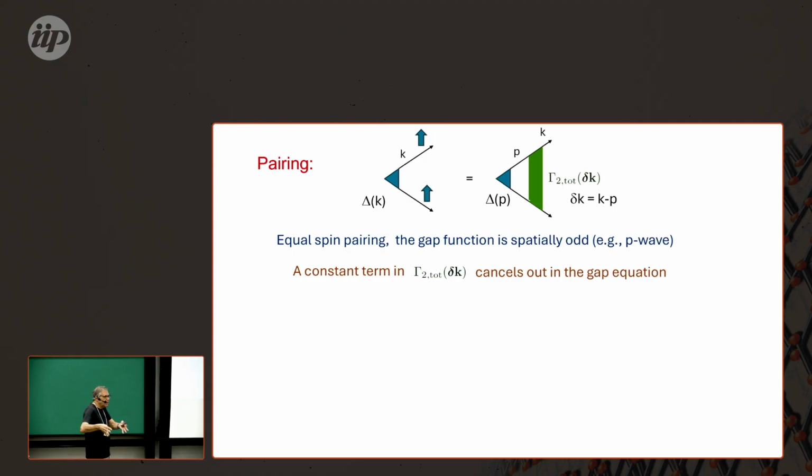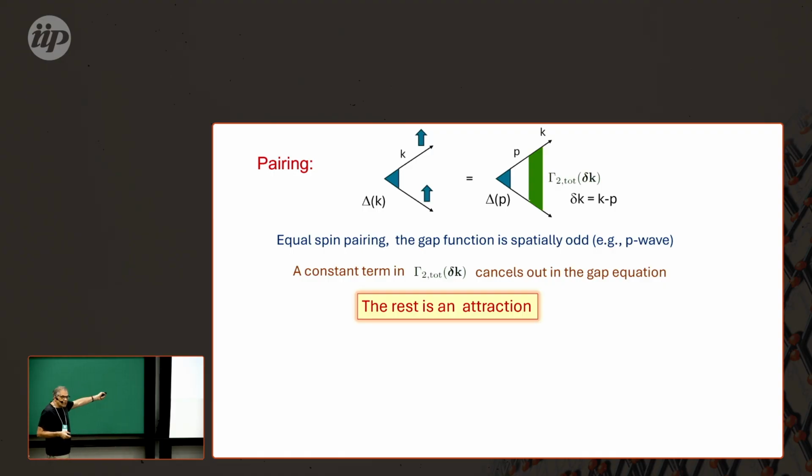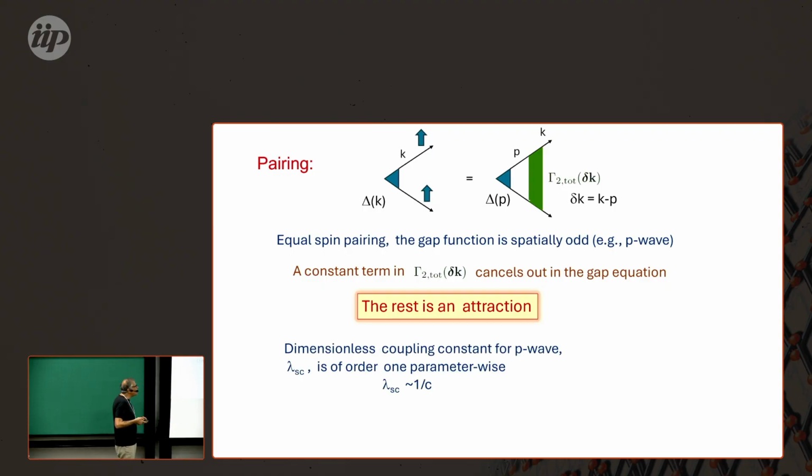And you can do this. I mean, we did this. The largest piece in this interaction is a constant, and this constant cancels out. Or if you don't like these words, solve the gap equation and the constant will cancel out automatically. What's important, I don't show you calculations here, just tell you what the result is. The rest is attraction. And this is something that required calculations. The rest is attraction in the P-wave channel. So you can calculate the dimensionless coupling constant for P-wave, and you get an attractive interaction, parameter-wise of order 1 as a function of this parameter C.